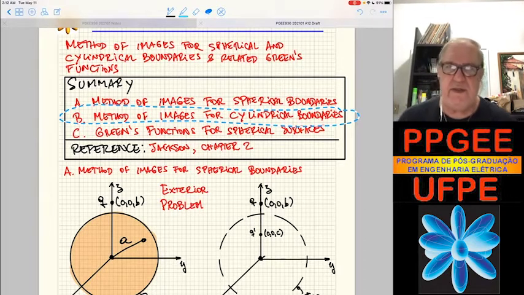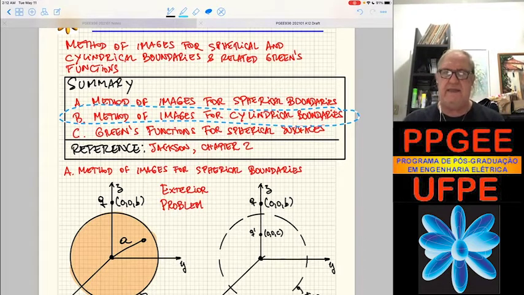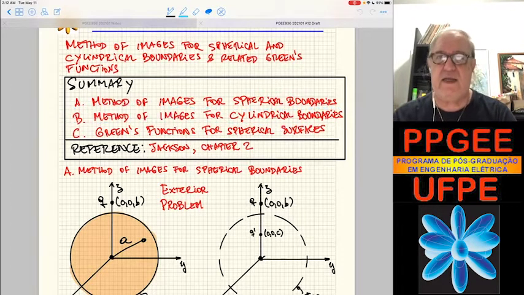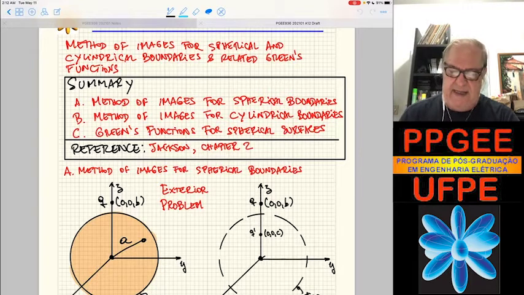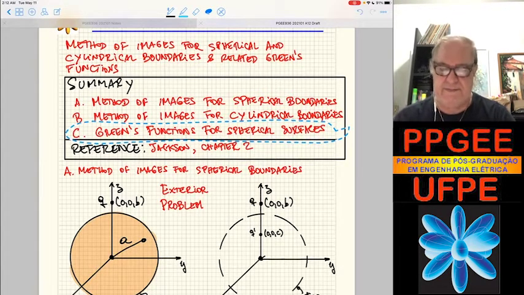This is not explored in Jackson's book, but in this class notes you have the recipe to use it, for instance, to calculate capacitance per unit length of coaxial transmission lines or parallel wire transmission lines. So that can be obtained by this method of images. And at the end we are going to construct the Green's function for spherical boundaries for problems within regions enclosed by spherical shells with prescribed boundary conditions.